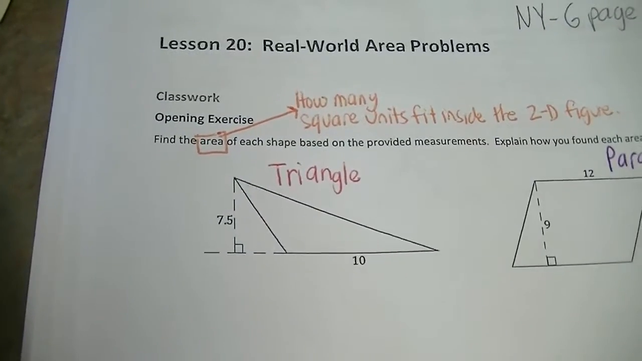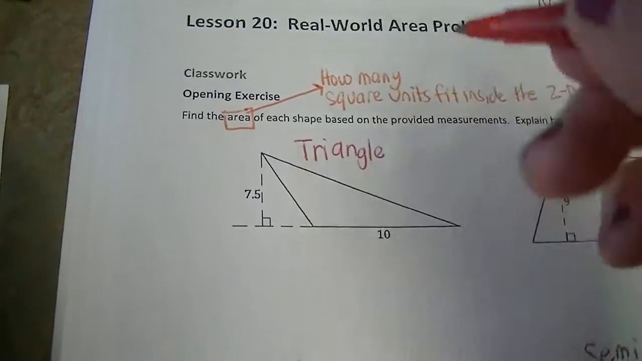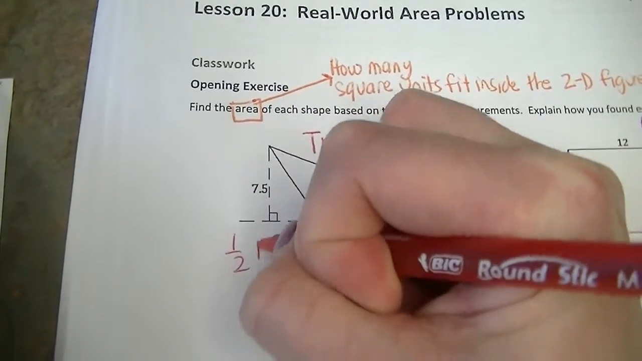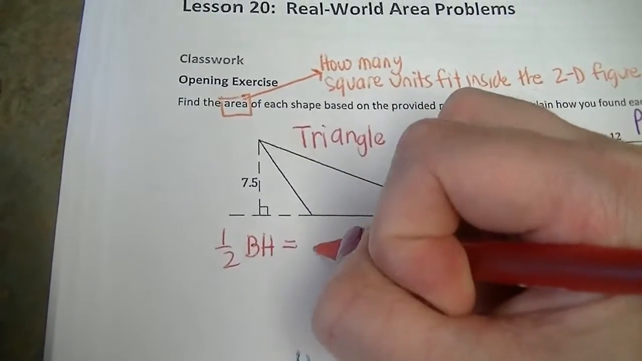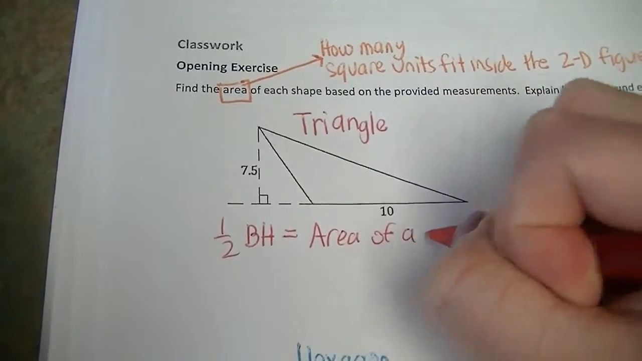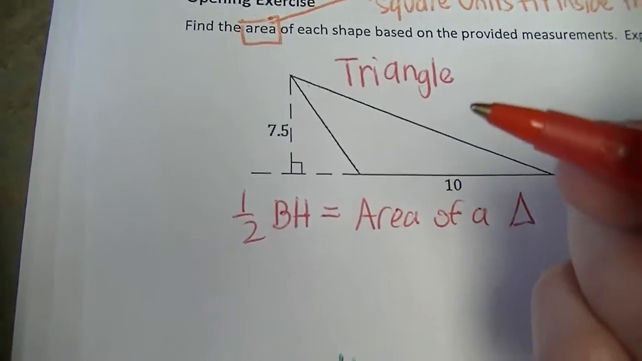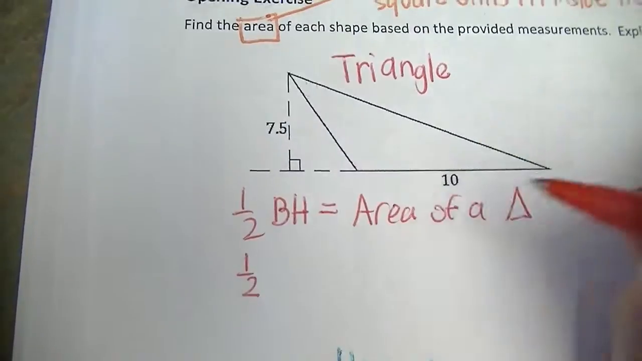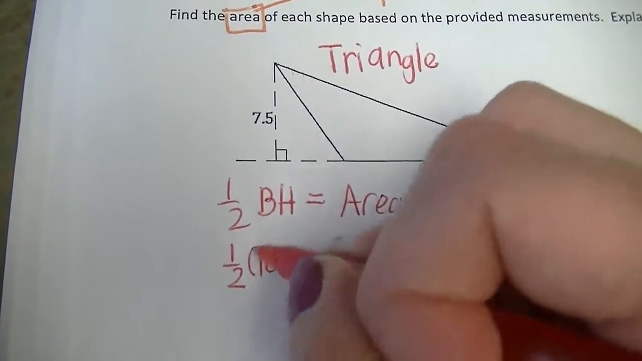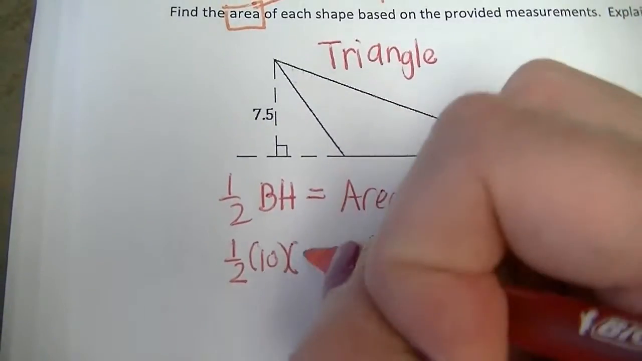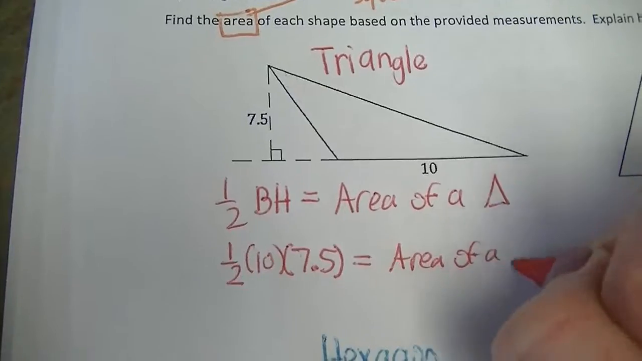To figure out the area of a triangle, you should know that you just go 1/2 base times height. Or you could say 1/2 length times width, but that's going to give you the area of a triangle. So I'm going to start off with 1/2, and if you want, you can turn 1/2 into 0.5. It's the same exact thing. And then the base is 10 units. I'm putting parentheses to signify that we have to multiply. And our height is 7.5. That's going to give us the area of a triangle.